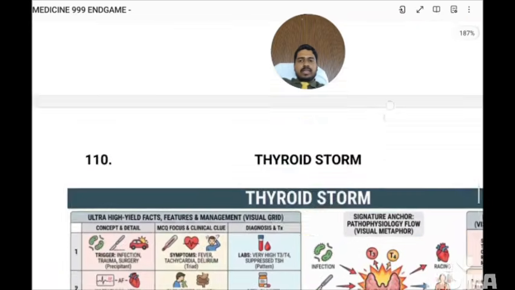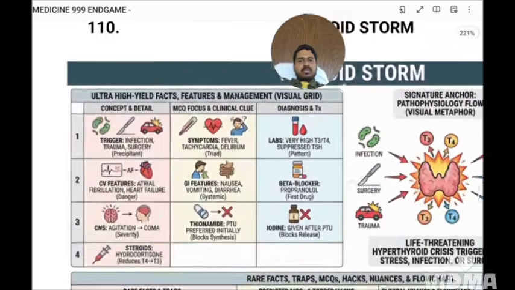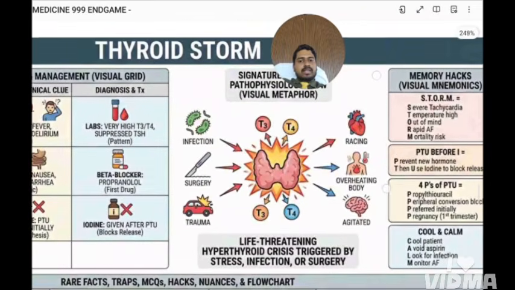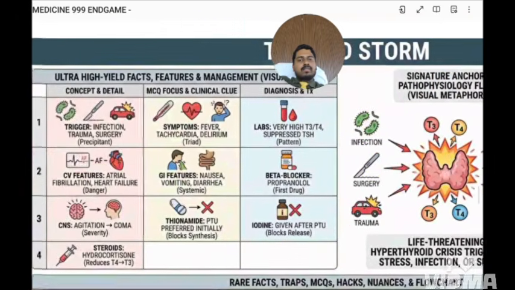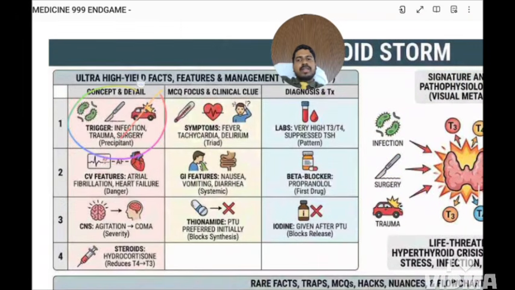Okay. Next, we'll move on to thyroid storm. What happens in thyroid storm is there is actually a hyperthyroid crisis. In a patient with hyperthyroidism, crisis occurs because of the following triggers. One is infection, which is the trigger, surgery or trauma, exertion, overheating of the body, or agitation. Under a trigger, there will be increased release of thyroid hormones. Okay, so these are the precipitating factors.